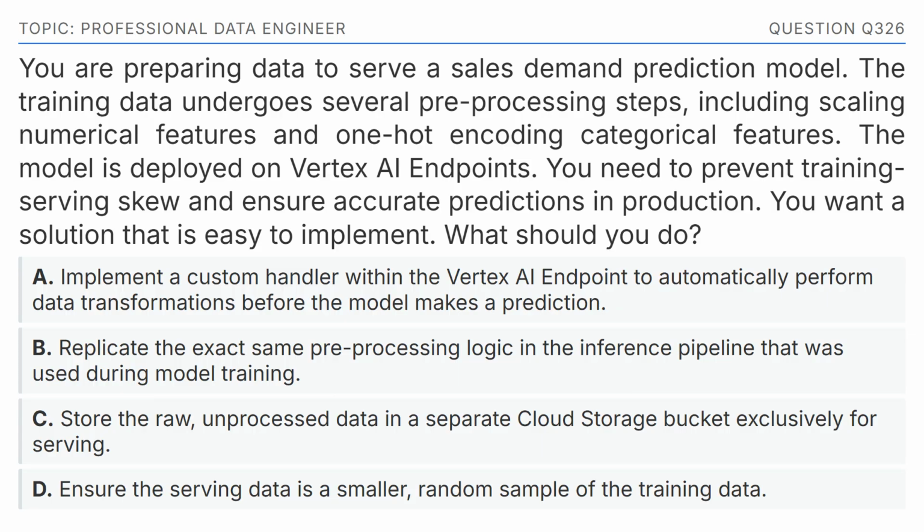What should you do? The options are: Option A, implement a custom handler within the Vertex AI endpoint to automatically perform data transformations before the model makes a prediction. Option B, replicate the exact same pre-processing logic in the inference pipeline that was used during model training. Option C, store the raw, unprocessed data in a separate cloud storage bucket exclusively for serving. Option D, ensure the serving data is a smaller, random sample of the training data.